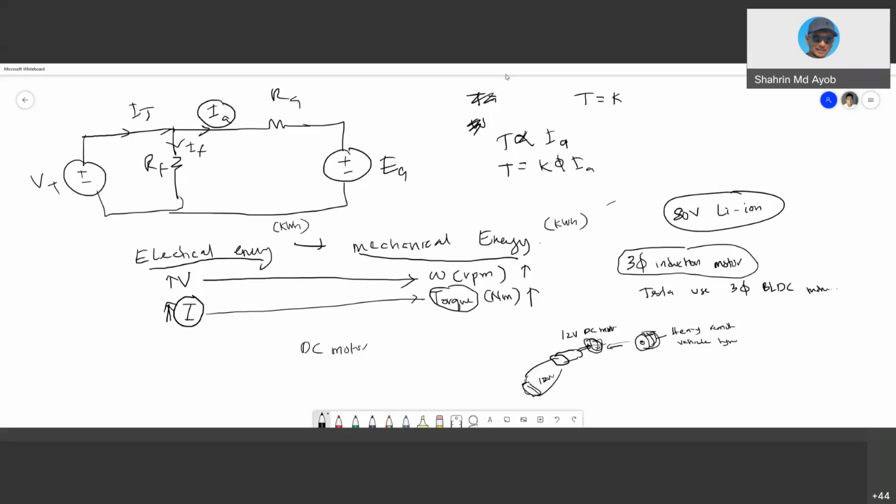There are two forms: KT, and K flux with IF and IA. The flux is produced inside the field circuit, and IF is proportional to the flux produced. So you can use this, or you can expand it like this. This one is the flux.